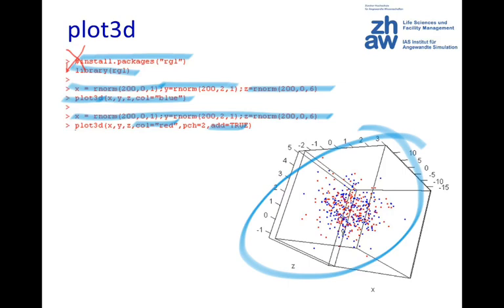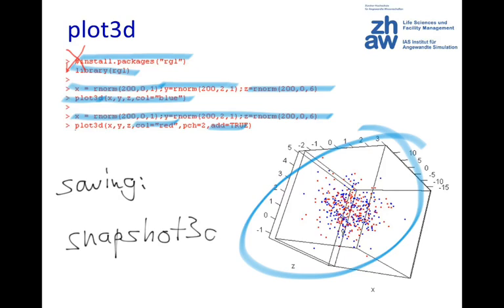If you would like to save such objects, then you have to use the command snapshot3d, and please use the R help to find out what parameters you need to specify.